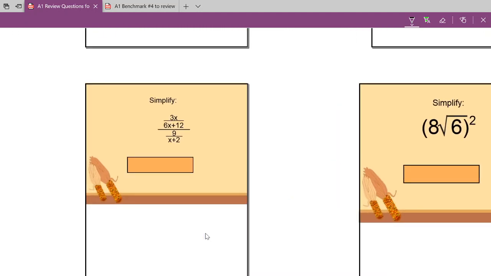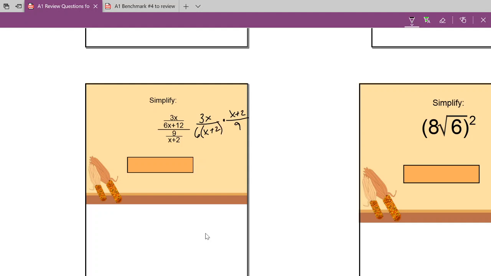Simplify 3x over x plus 2 divided by 9 over x plus 2. Like we do with fractions, I'm going to multiply by the reciprocal, so 3x over 6x plus 12 times x plus 2 over 9. But I can factor some of these different things. So this is 6x plus 12, I'm actually going to put that as 6 times x plus 2.